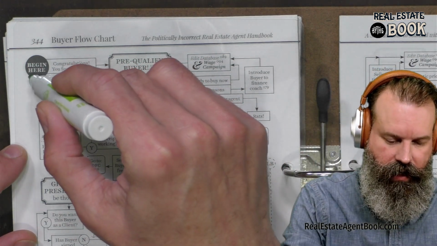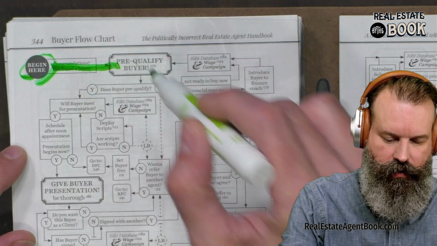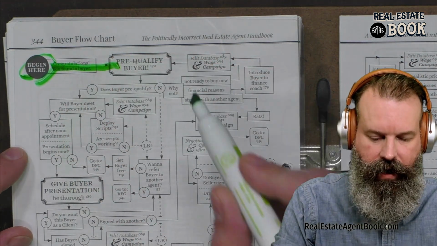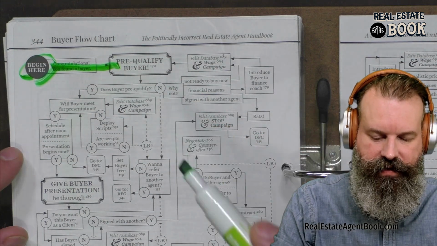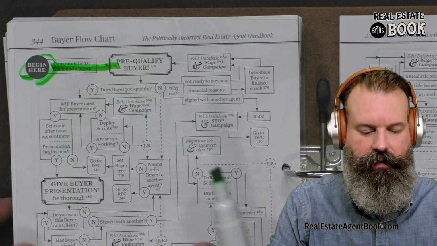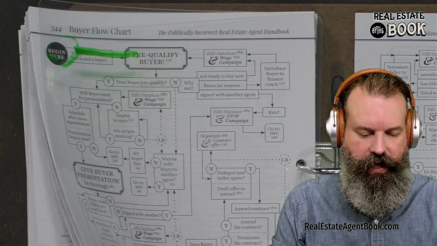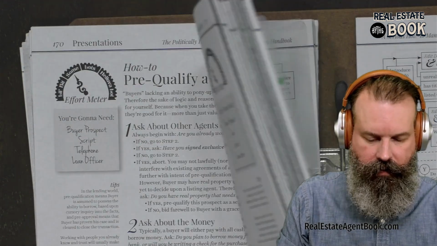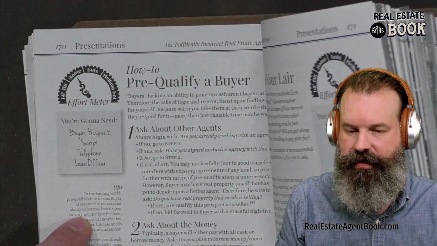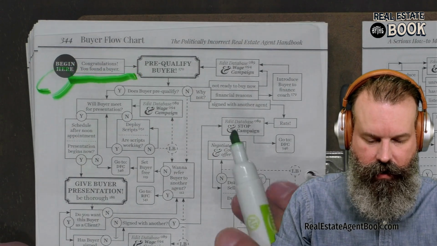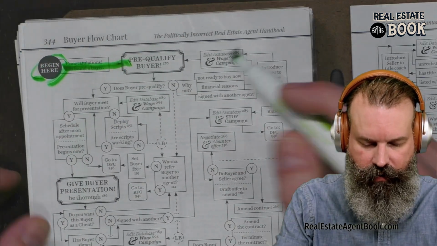So if we begin here, then we're going to go to pre-qualify the buyer, and you'll see that each of these cross-references correlates with pages in the book. How to pre-qualify a buyer, you see it's there on page 170.